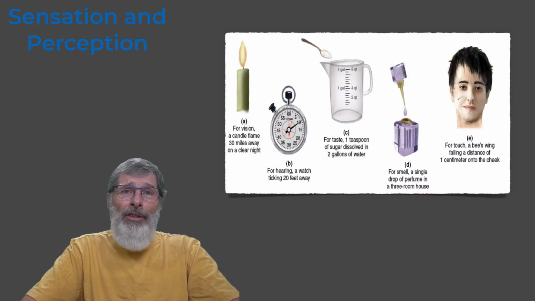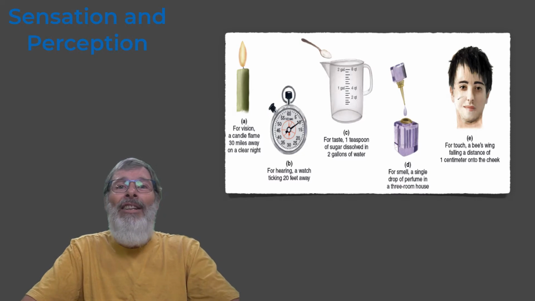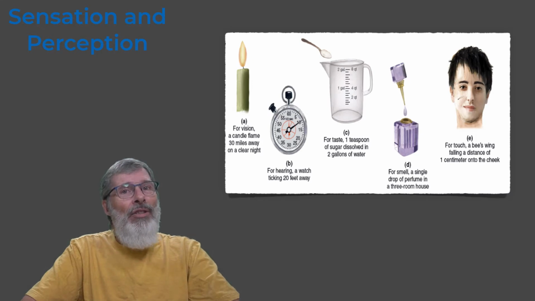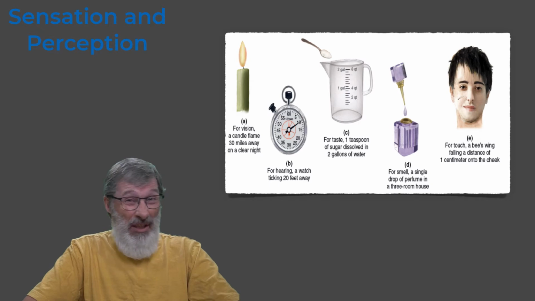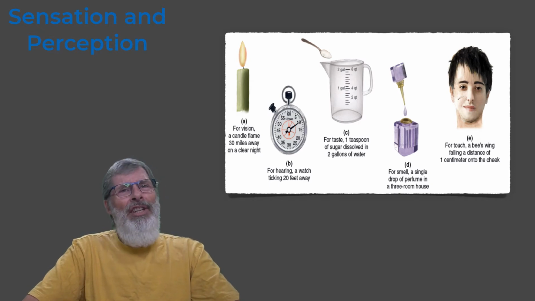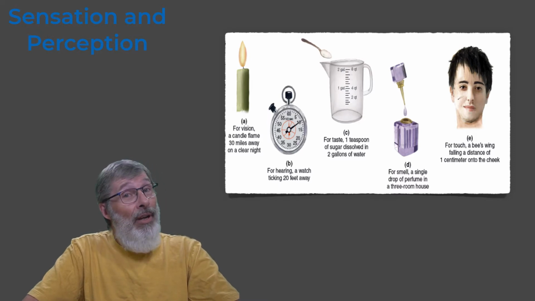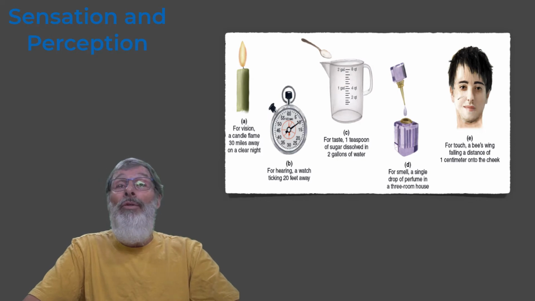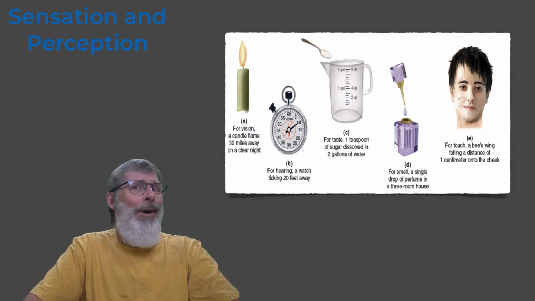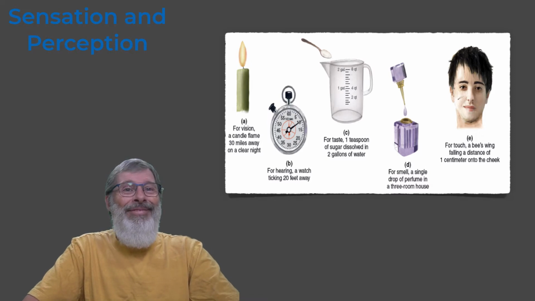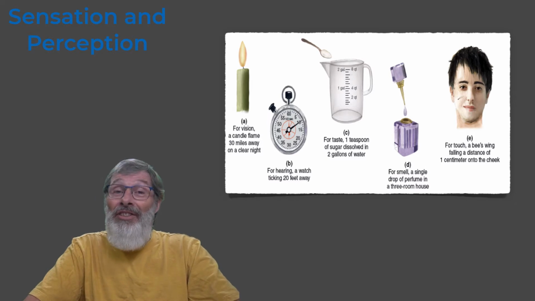So for example, vision, it's about a candle flame viewed from 48 kilometers on a clear, dark night. Hearing, a watch ticking from 6 meters away in a quiet room. Now, 6 meters is what, around about 18 to 20 feet in that ballpark. Taste, being able to taste a teaspoon of sugar that's dissolved in 8 liters of water. Smell, about one drop of perfume diffused throughout a small house. So that's about one part in 500 million. Touch, the pressure of a wing of a fly falling on your cheek from a distance of 1 centimeter.